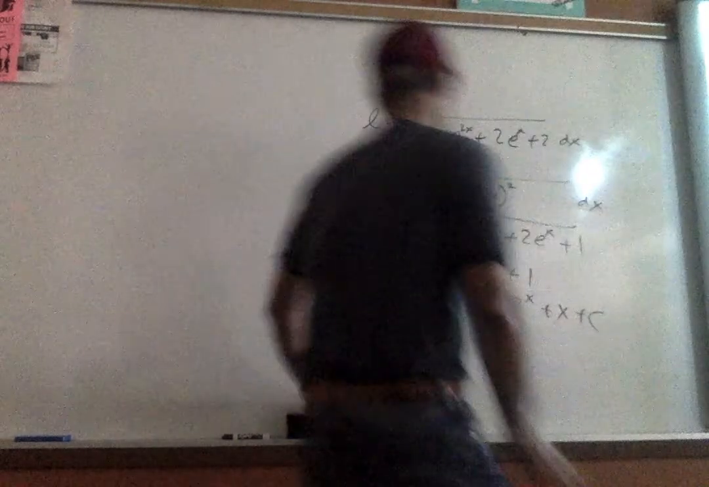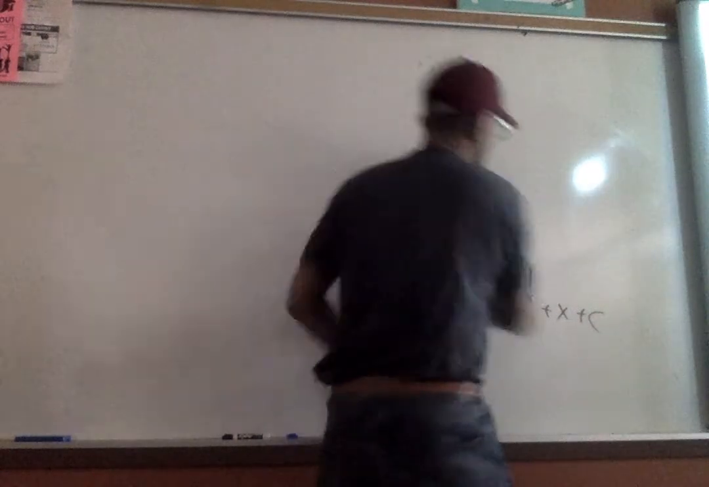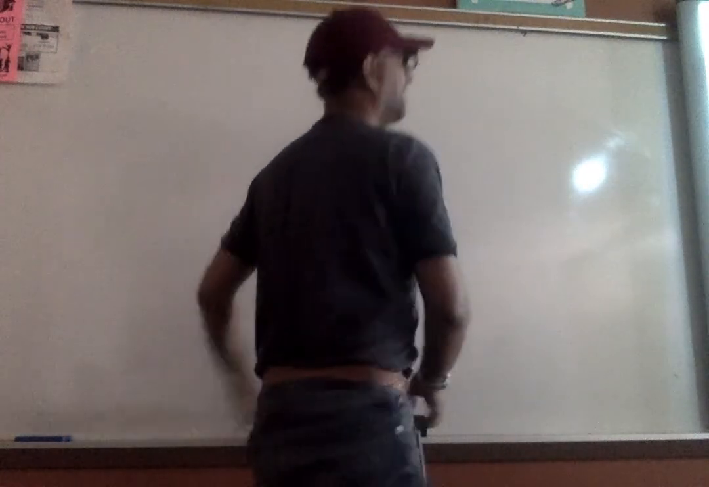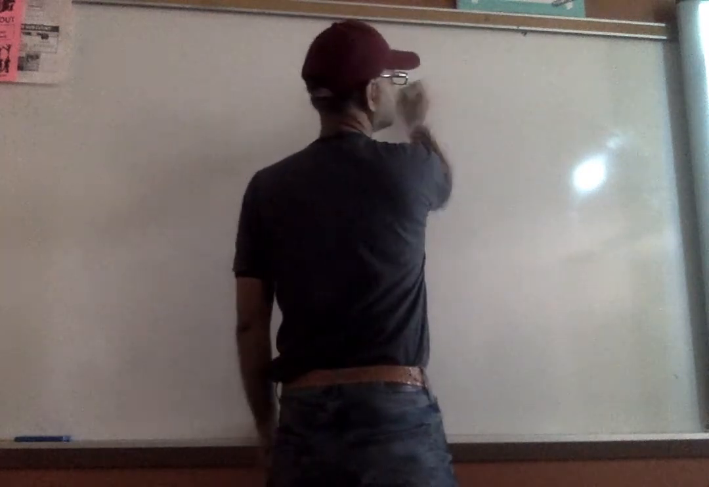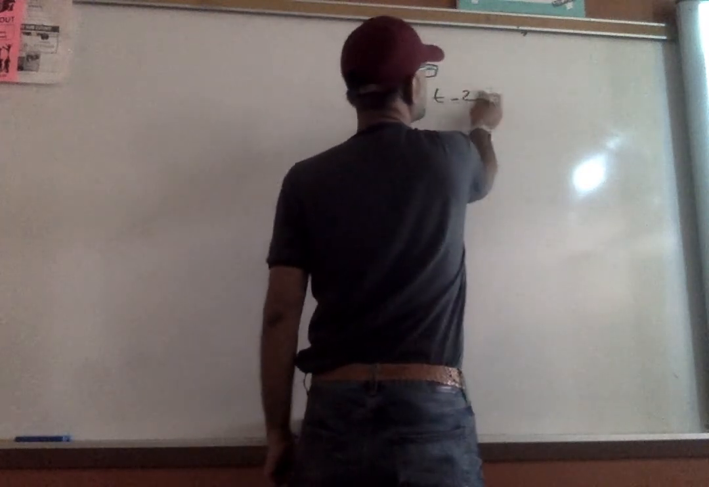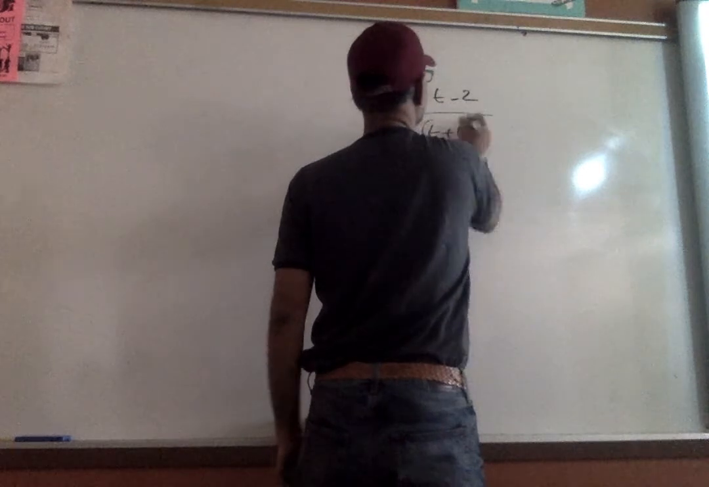Oh, this was there on your FRQ, one of the FRQ take-home tests. There's only a BC problem on this. So it says integral from 1 to 4, t minus 2 over t plus 1, t minus 4.